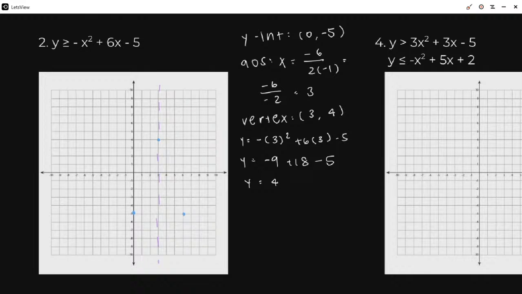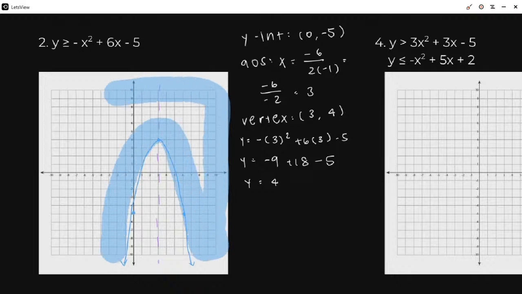which is here. Our axis of symmetry is here. And this will be a solid line because it's equal to. So it would look like this. And we want where y is greater than, so that would be the outside of the graph, which would be this space here, and that's where you'll want to shade.